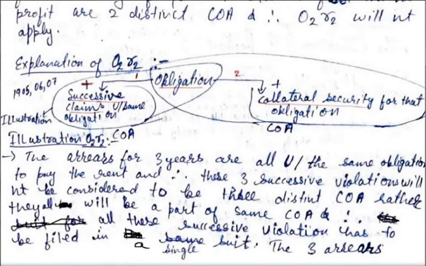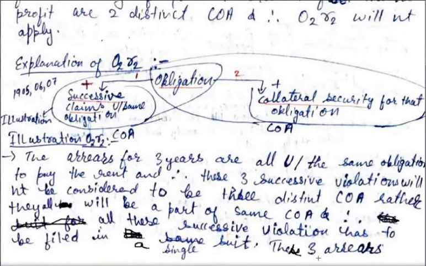write down the arrears for 3 years, the arrears for 3 years are all under the same obligation to pay the rent, and therefore these 3 successive violations will not be considered to be 3 distinct causes of action, rather they all will be a part of the same cause of action, and therefore all these three successive violations have to be filed in a single suit.